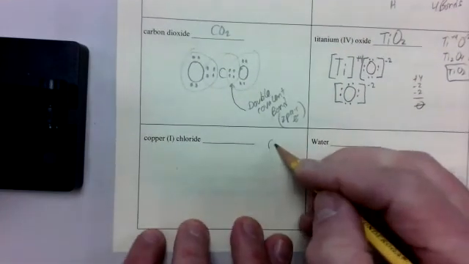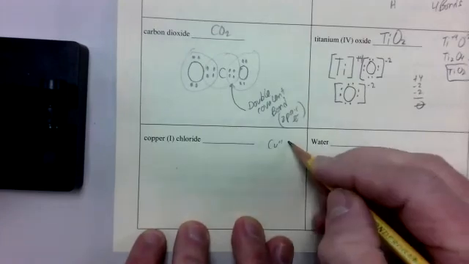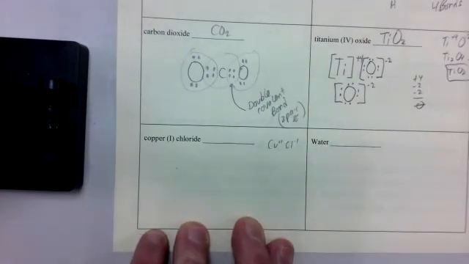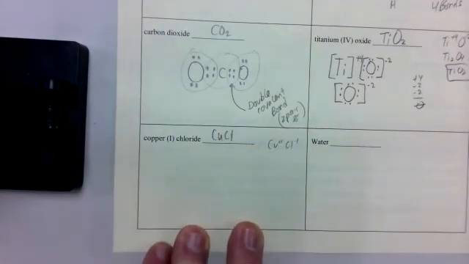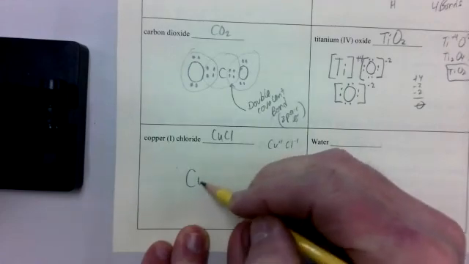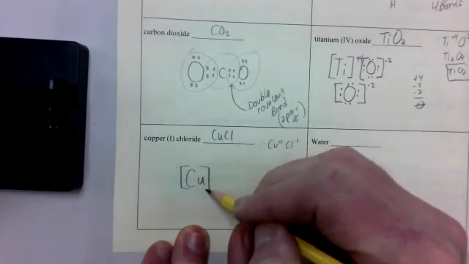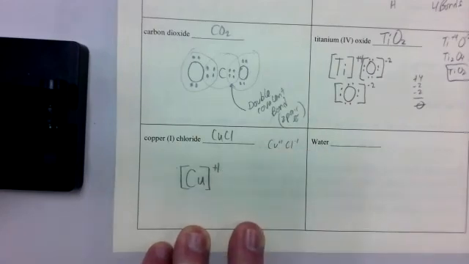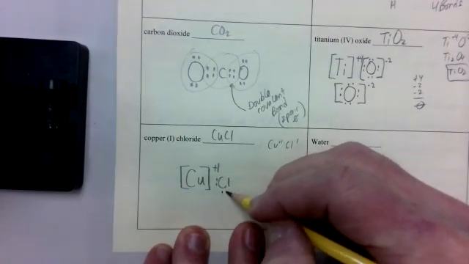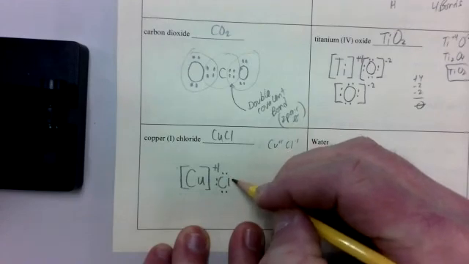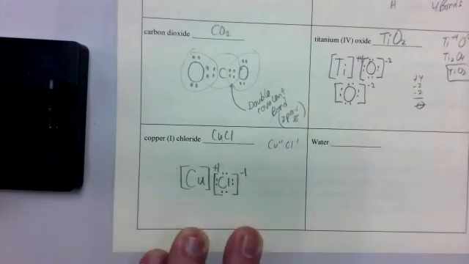Copper, Roman numeral 1, is a +1 ion. Chlorine is a -1 ion. And when we crisscross that, it just looks like this, CuCl in a 1-to-1 ratio. The copper, being a metal, is going to lose its electron, and we're going to show that with a bracket and a +1 ion charge. And right next to it, we're going to put the chlorine. Now, the chlorine has 7 valence electrons, and it's going to get 1 more from the copper and become a -1 ion. And there you have it in a 1-to-1 ratio.